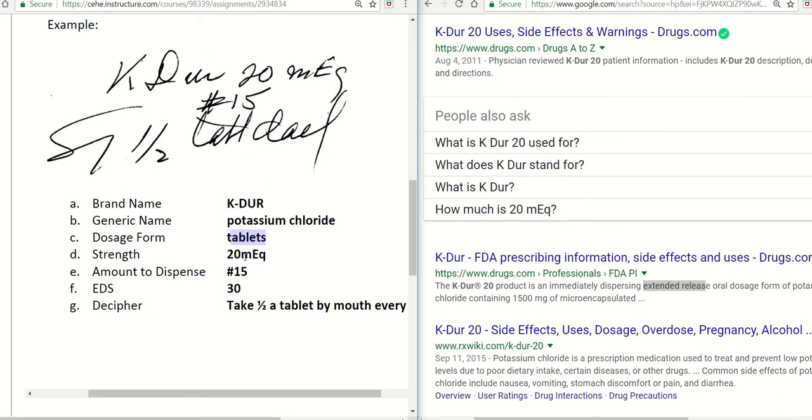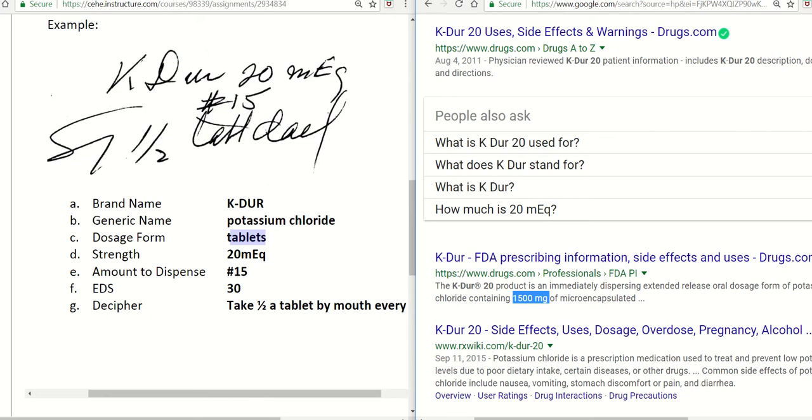Strength is 20 MEQs. So anything that carries electricity, in this case an electrolyte, we measure in MEQs. Conversely, here you found that that is also 1,500 milligrams. We're going to give them 15. Here's the pound sign. And the SIG. So here is the abbreviation for SIG, S:, and it's half tab daily. So we'll decipher the entire SIG for the patient. Take 1/2 tablet by mouth every day.